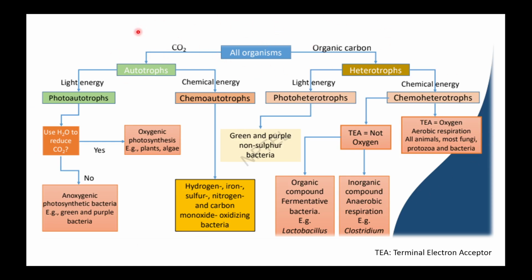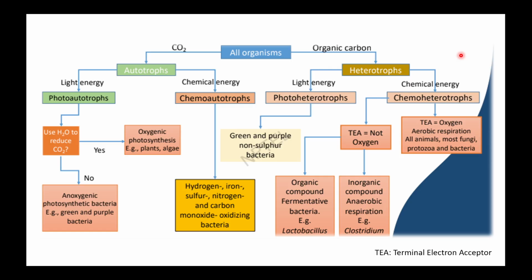So all organisms are divided into two categories: autotrophs and heterotrophs, depending on what type of carbon source they are using. If they can directly fix carbon dioxide, if they can directly use carbon dioxide as the carbon source, that is the inorganic carbon, basically, those organisms are called autotrophs. And if they are using organic carbon as their carbon source, like humans, we eat organic carbons as our food to get the energy, right?